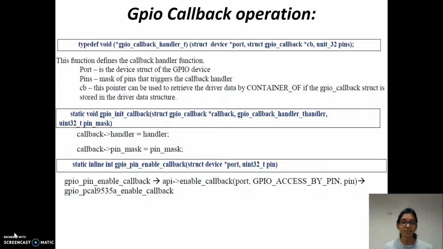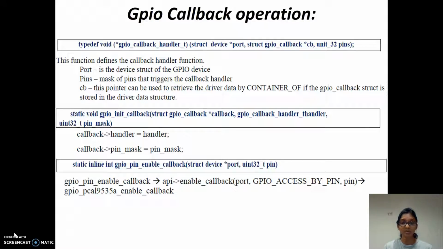We can initialize the callback handler by the GPIO init callback function. This is used to register and initialize the callback functions by setting up the handler and the pin mask. If the pin mask is set to 0, then the callback is never called.